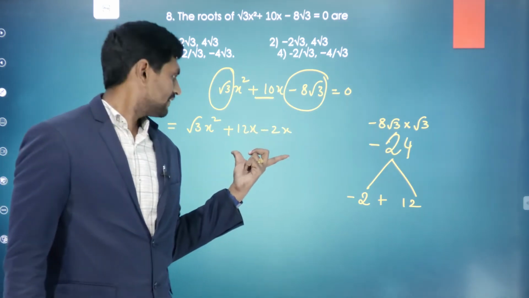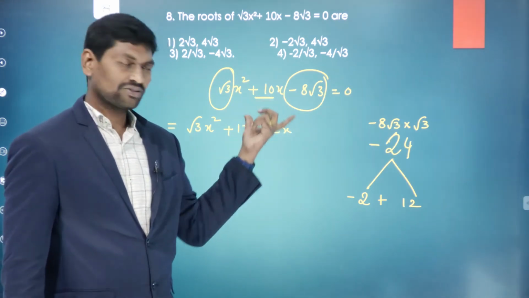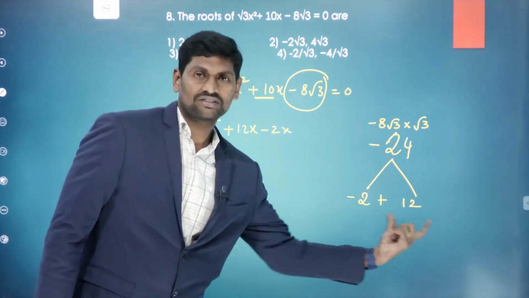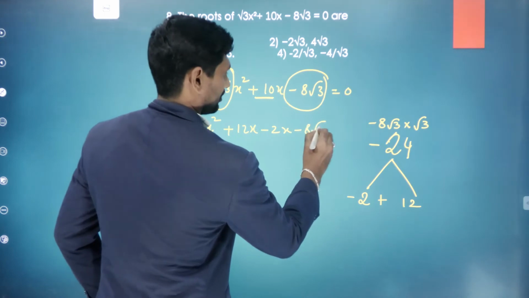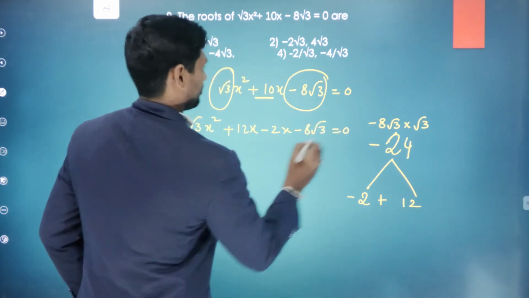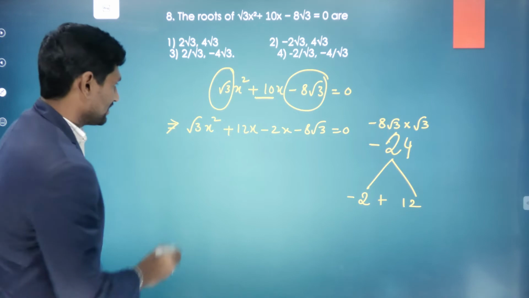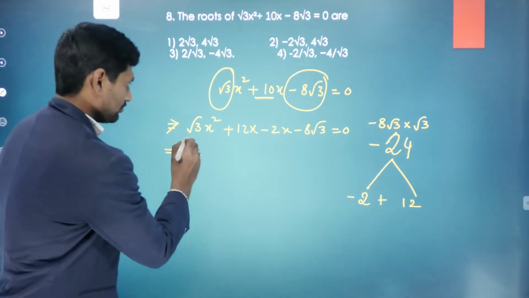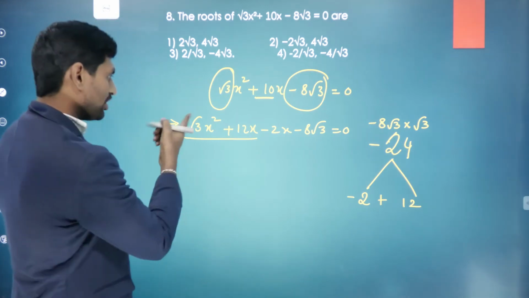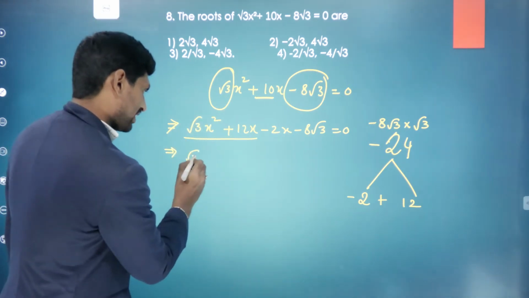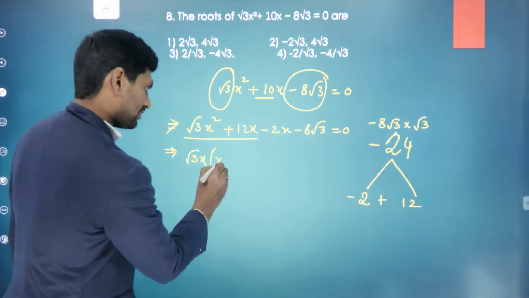12x minus 2x is 10x only, no? By using these factors only. Root 3 x square plus 12x minus 2x minus 8 root 3 equal to 0. Next, from the first two, you can see x is the common factor as well as root 3. So I am taking root 3x as common.